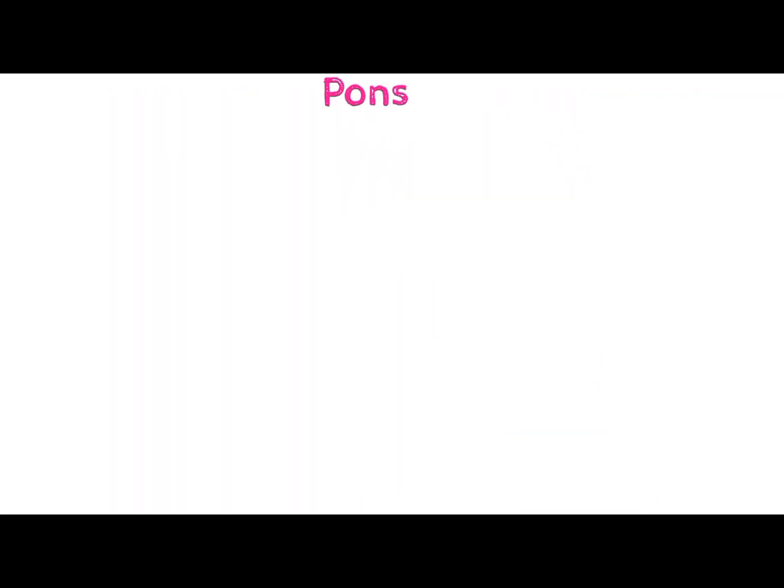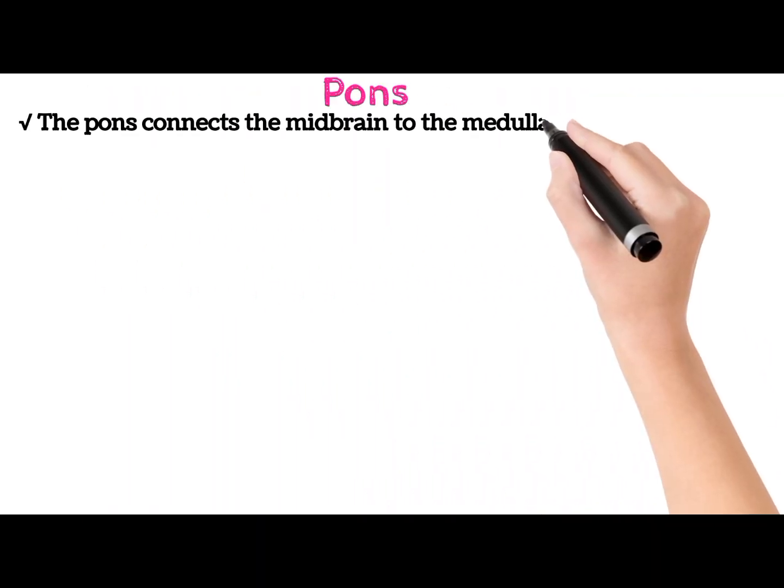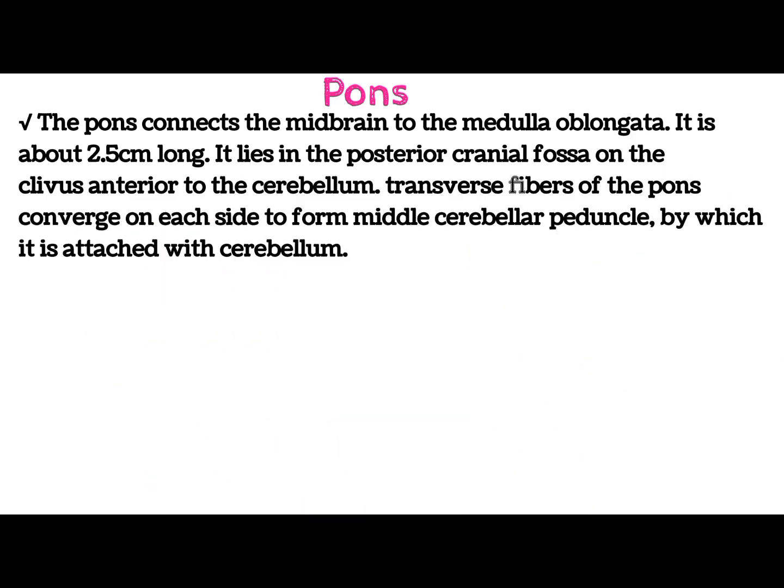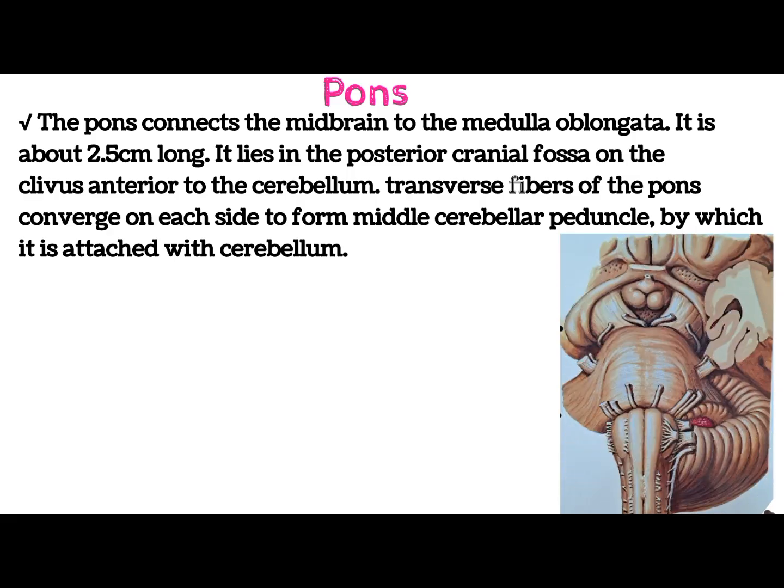Now pons. The pons connects the midbrain to the medulla oblongata. It is about 2.5 cm long. It lies in the posterior cranial fossa on the clivus, anterior to the cerebellum. Transverse fibers of the pons converge on its side to form middle cerebellar peduncle, by which it is attached with cerebellum. External features of the pons.